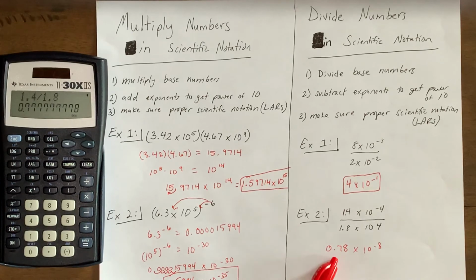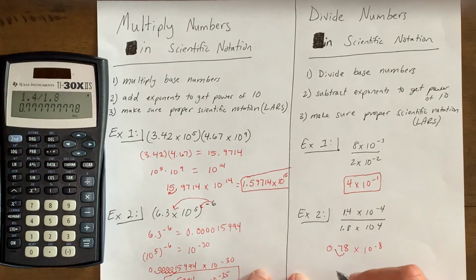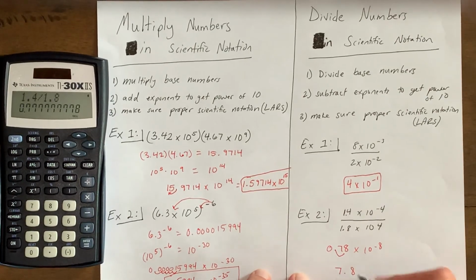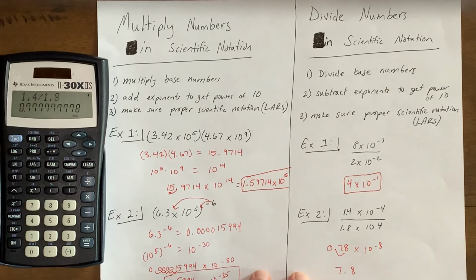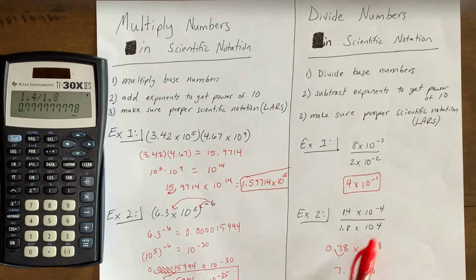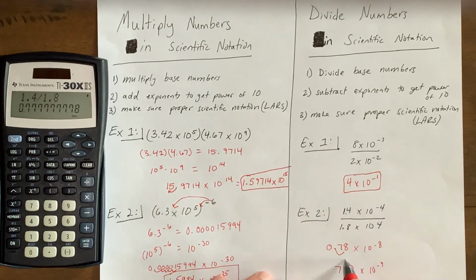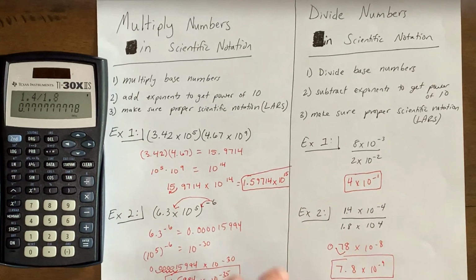But not in proper scientific notation because 0.78 is less than 1, so I got to move my decimal once to the right. So I get 7.8, roughly, I rounded that, maybe 7.7777 times 10. And I went right 1, so I subtract. Negative 8 minus 1 would be negative 9. And that'd be my final answer. And that's how you multiply and divide numbers in scientific notation.